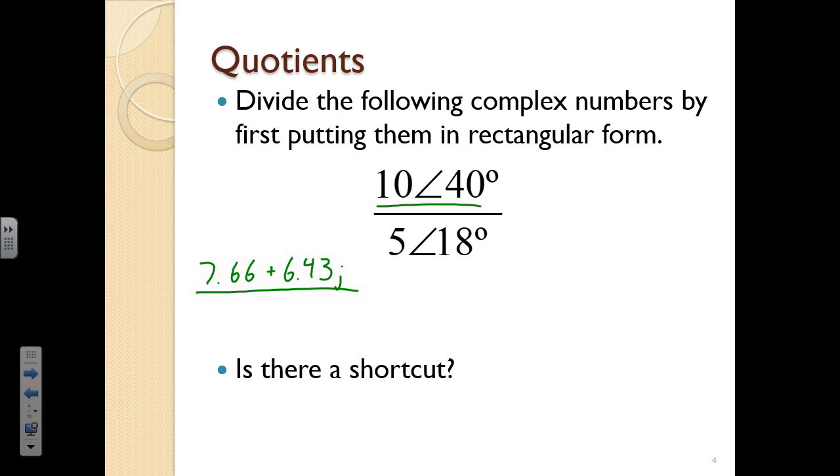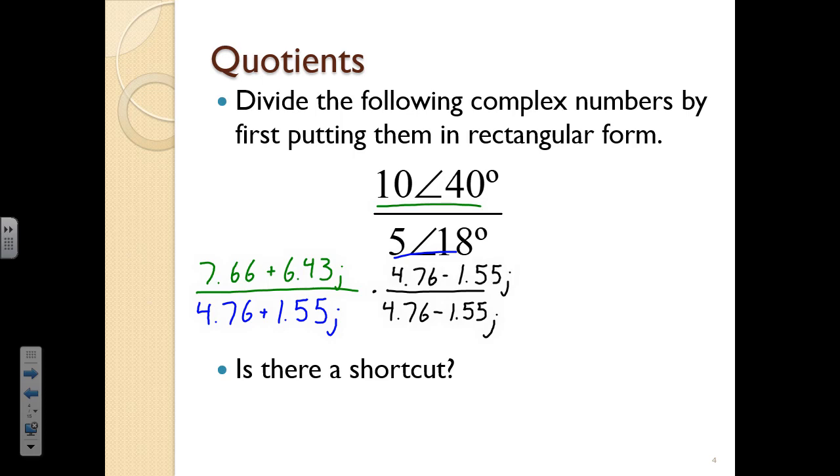We also already did the bottom number here, 5 at 18 degrees. That turned out to be 4.76 plus 1.55j. So if we want to divide those in rectangular form like this, we know that we multiply top and bottom by the conjugate of the denominator. So we would multiply top and bottom by 4.76 minus 1.55j.